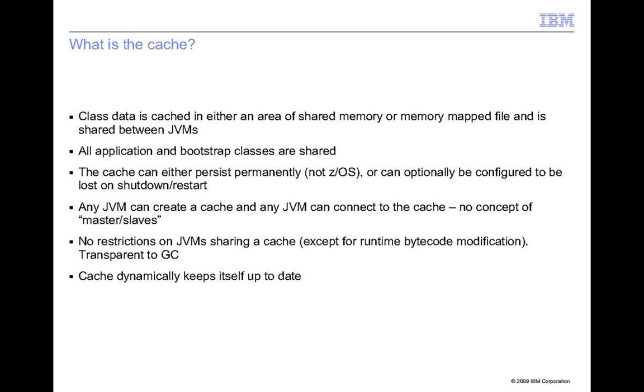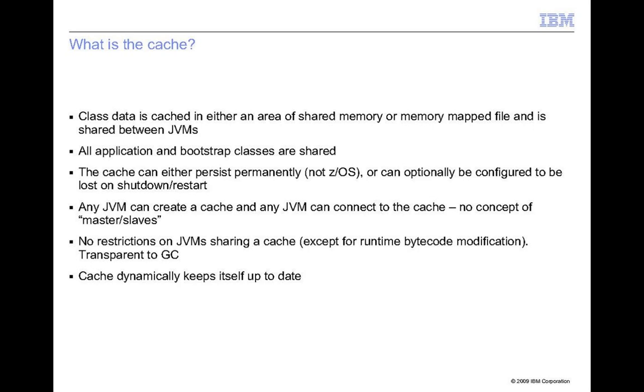Any JVM can create a cache, and any JVM can connect to the cache. We don't have a concept of master-slave or an owner over the cache. It's whoever happens to create the cache first does, and anyone else then connects to it and uses it, and they aren't aware whether the cache was created by them or previously. There are no restrictions on which JVMs can share a cache. Any JVM on the machine running any application can connect to the cache.